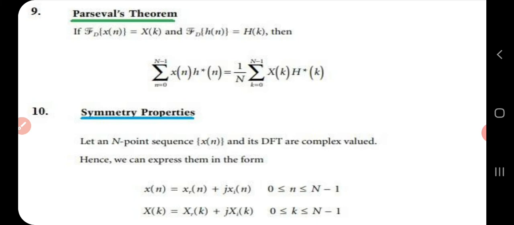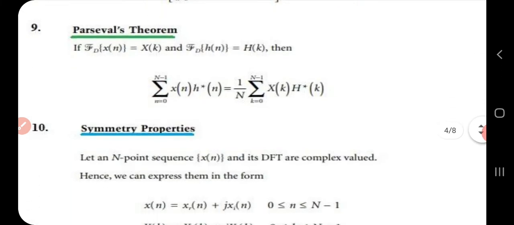Next is Parseval's theorem. It states that if DFT of x of n equal to X of k and DFT of h of n equal to H of k, then Parseval's theorem states that the summation over n equal to 0 to N minus 1 x of n h of n complex conjugate is again equal to 1 by N summation over k equal to 0 to N minus 1 X of k H of k complex conjugate. So here h and all we have already studied.